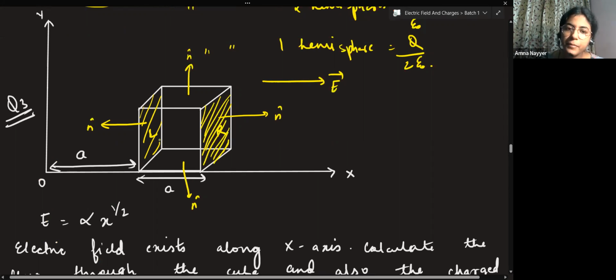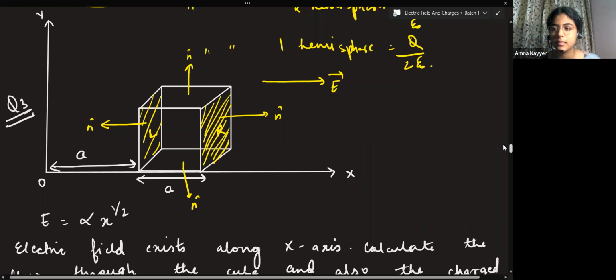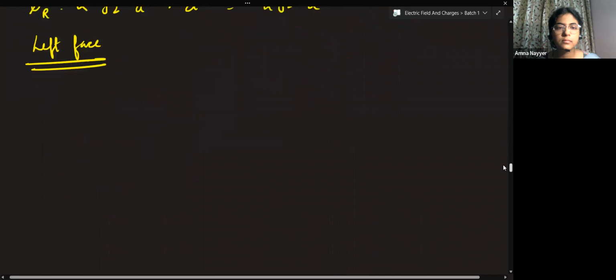Yes, Samaira. This is the left hand side face that you have. This is the origin. What is the separation of the face from the origin? A. So x will be A for this case. So what will the electric flux be for the left case? Alpha x to the power half, it was there. So now it will be simply A to the power half.